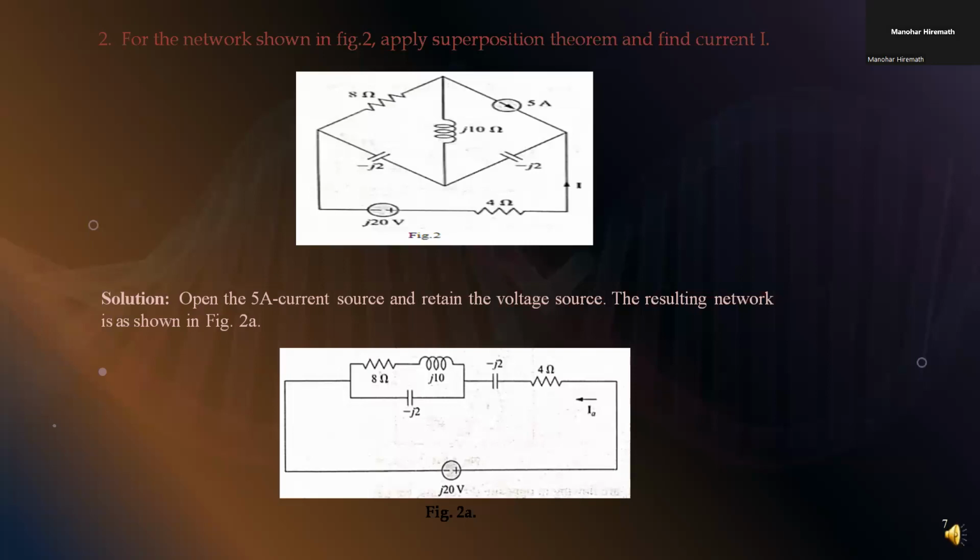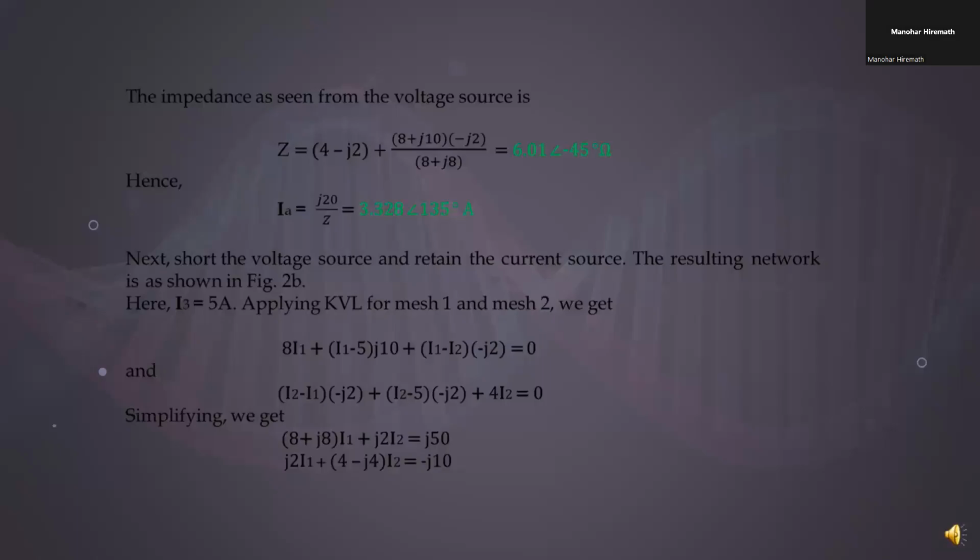The solution goes like this. Open the 5 A current source and retain the voltage source. The resulting network is as shown in figure 2.a. Observe the figure. The impedance as seen from the voltage source is Z equals 4 minus j2 plus (8 plus j10) into (minus j2) divided by (8 plus j8). That equals 6.01 angle of minus 45 degree ohm. Hence, we have to find the current I.